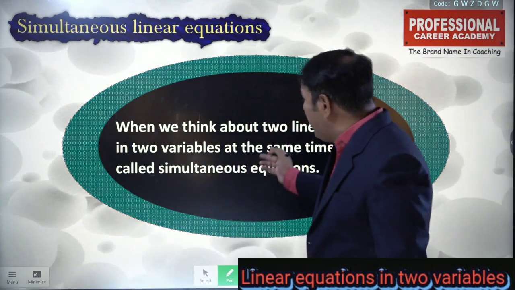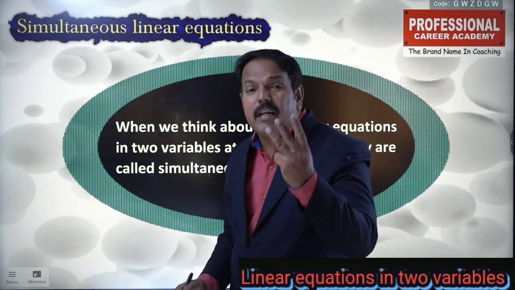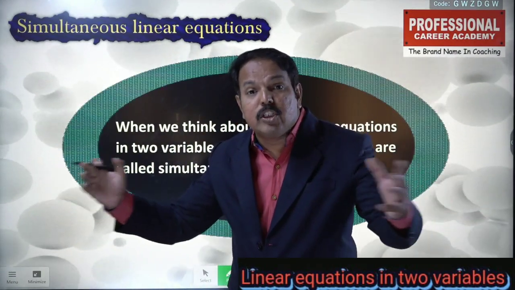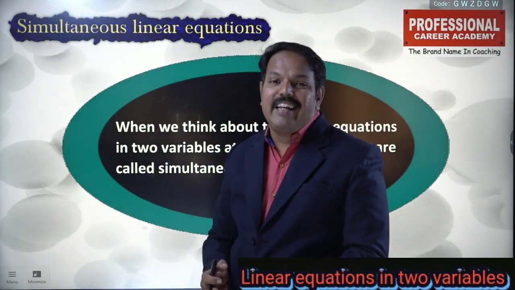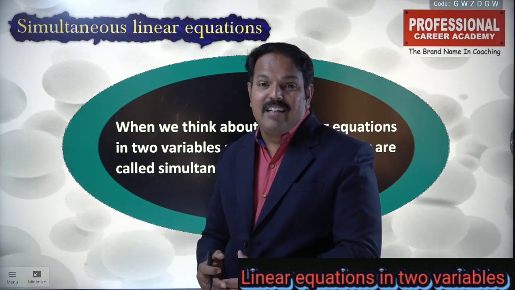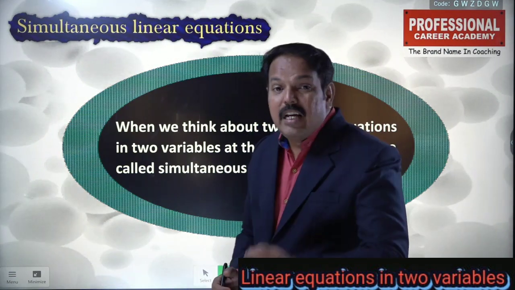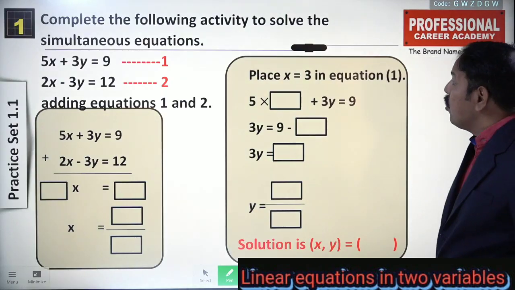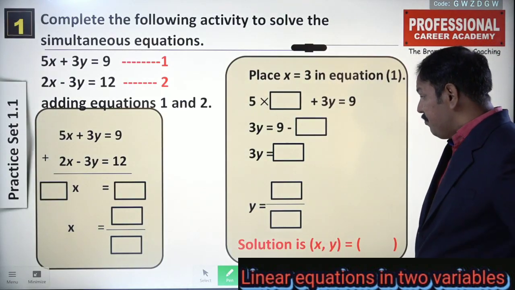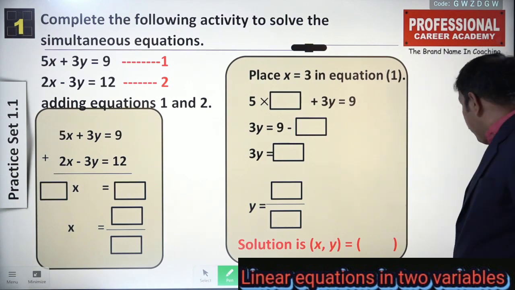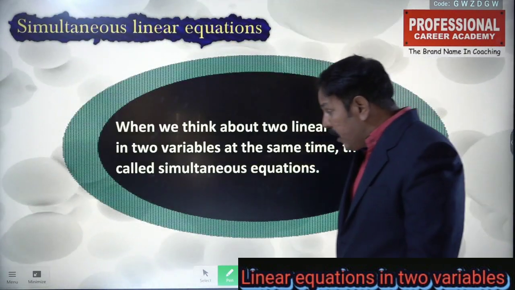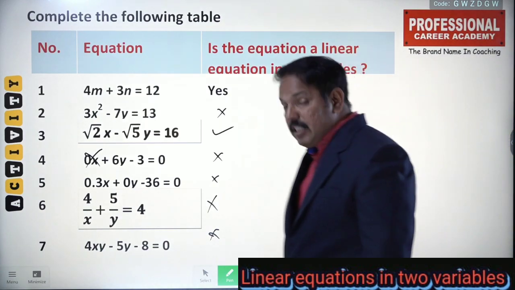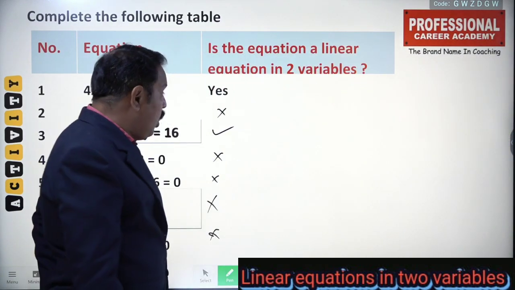Here, not only two equations, you can take three equations also. If we consider two or more than two linear equations in two variables simultaneously, then such equations are called simultaneous linear equations or simultaneous equations only. One activity is given there, but before that I want to explain one important point regarding simultaneous equations. Let us see.